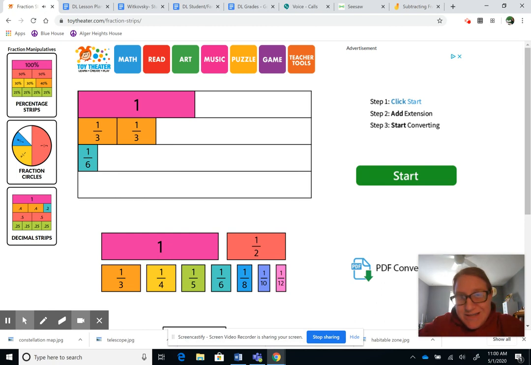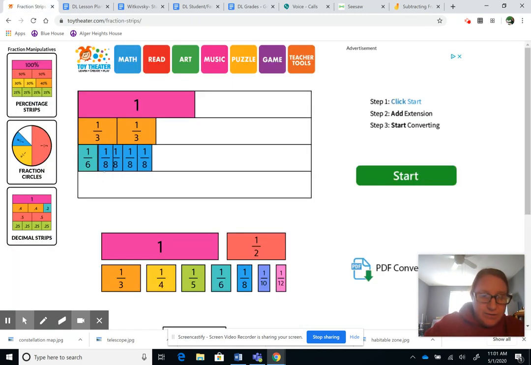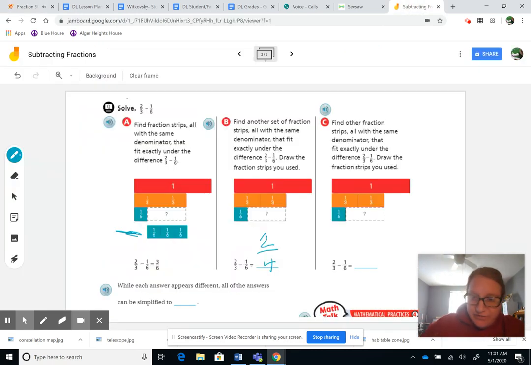So I'm going to get rid of it. We already used the 6 tiles, and we said 3/6 would fit in there. I'm going to use the 8 tiles. 1, 2, 3, 4. 4 fit in there perfectly. So I'm going to go back to the sheet and I'm going to write, oh, I got to count them. 1, 2, 3, 4. 4 eighths. 4 eighths also fits in the difference area.